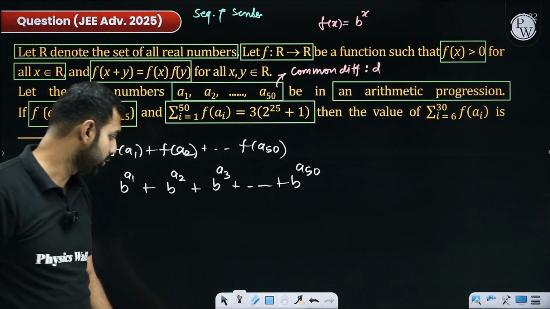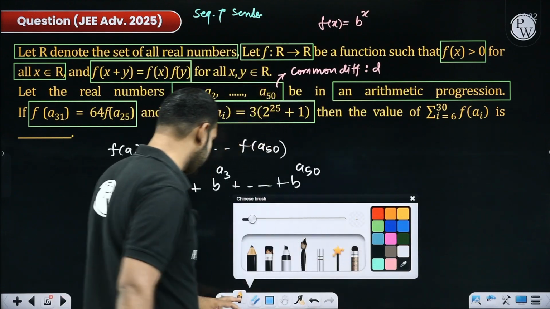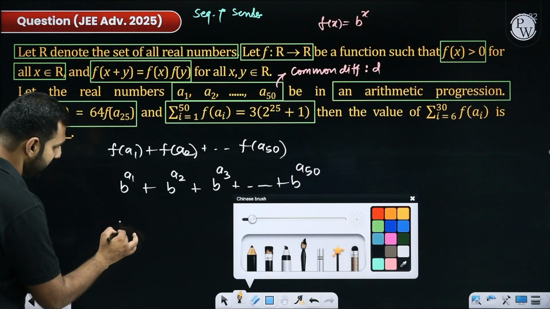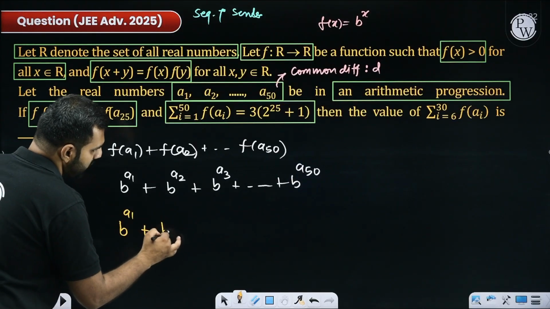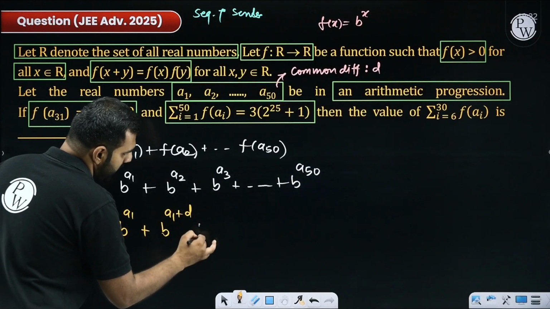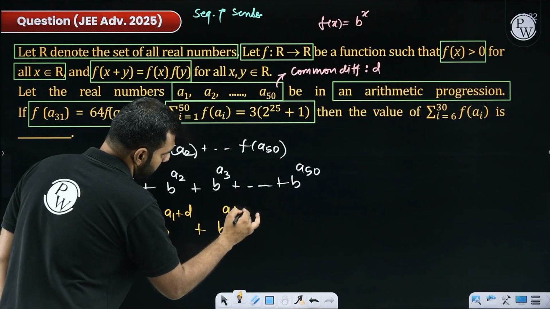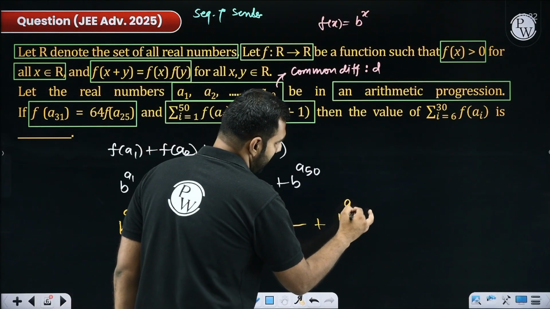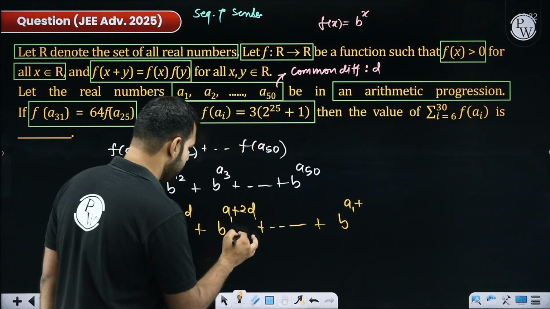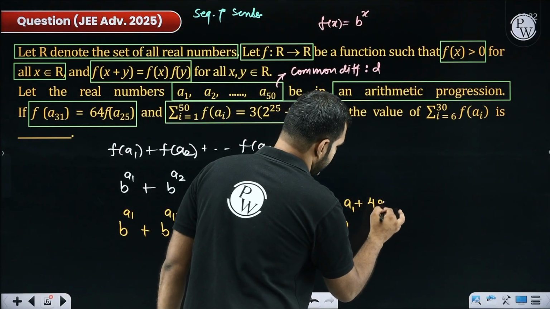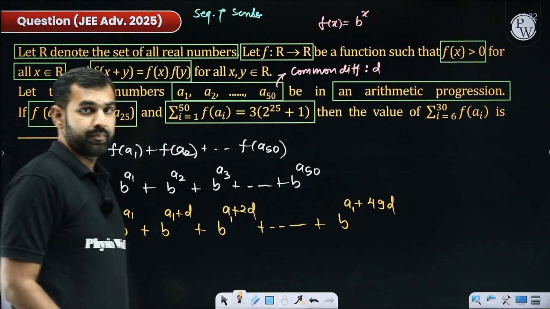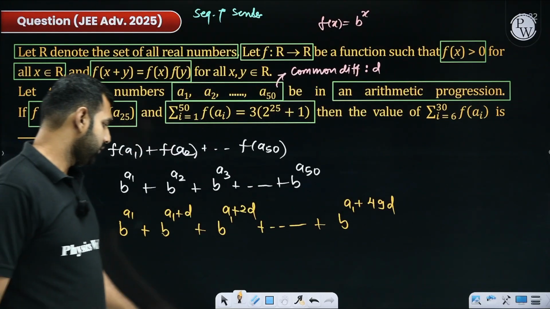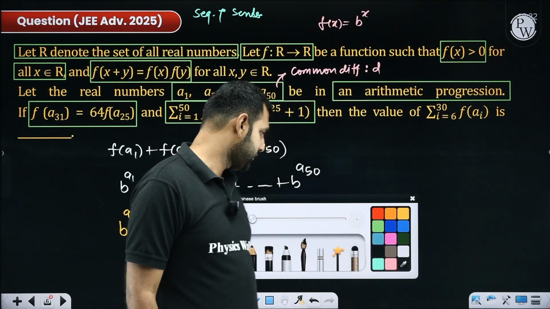If you're still not able to notice it, I'll highlight it with a very simple observation. What is a1? Sir, a1 is a1, but what is a2? Sir, a2 is a1 plus d. What is a3? Sir, a3 is a1 plus 2d, and so on until what is a50? Sir, a50 is a1 plus 49d. Yes or no, everyone?